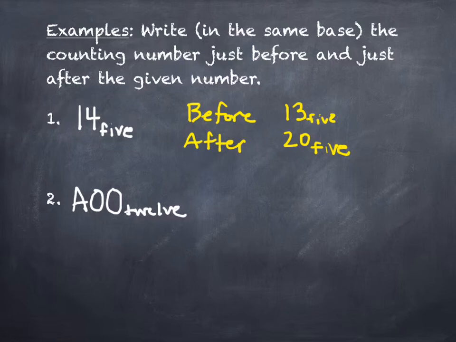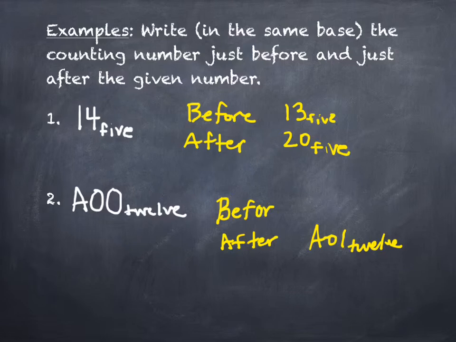All right, so number 2 is one of those weird ones because it's got a letter involved. We're not at this point doing any conversions, although we're going to get there very quickly. But we do have A00. On this one, the easiest one to find is the number after. What is the number after A00? A01, right. Again, base 12, written as a subscript. But the number before takes a little more work. So how are we going to find the number before A00?